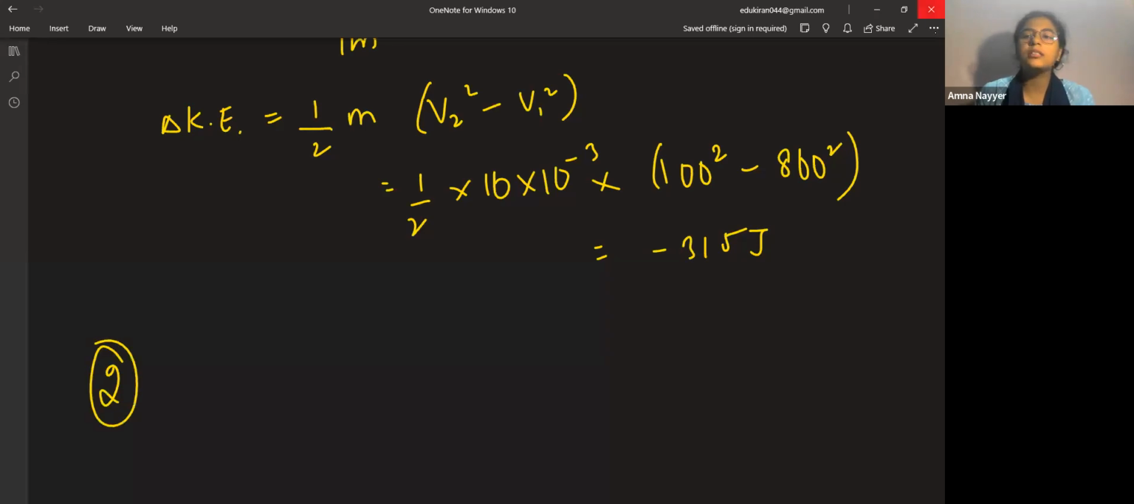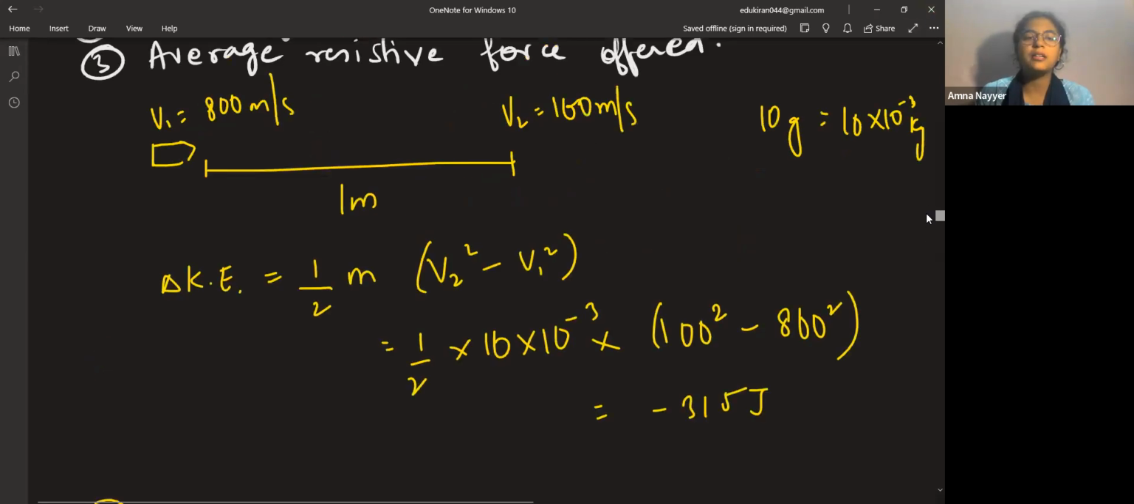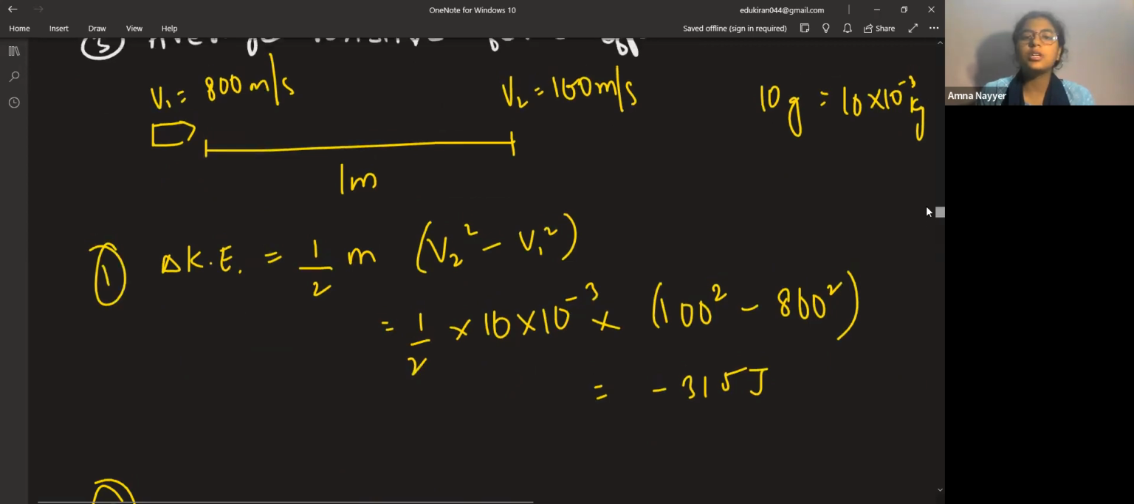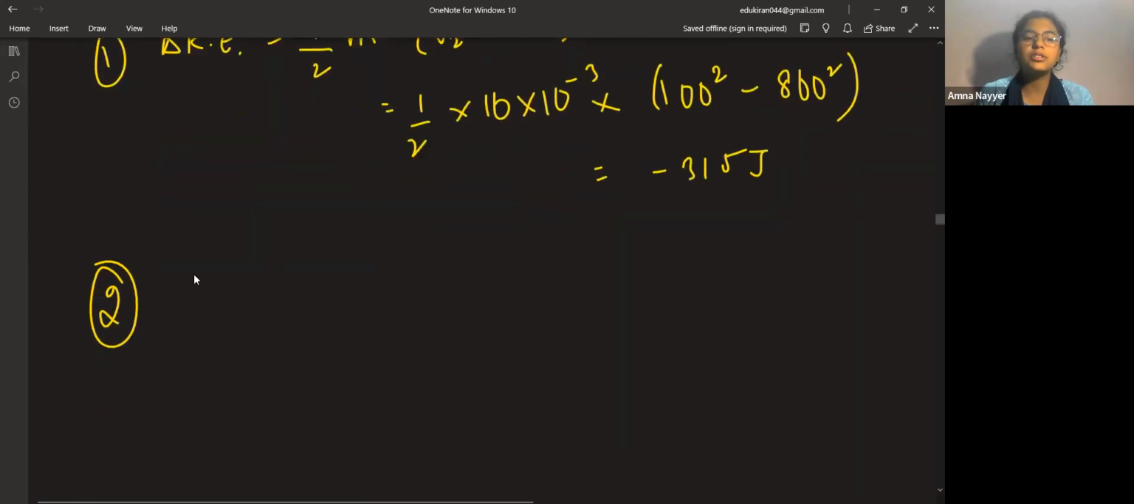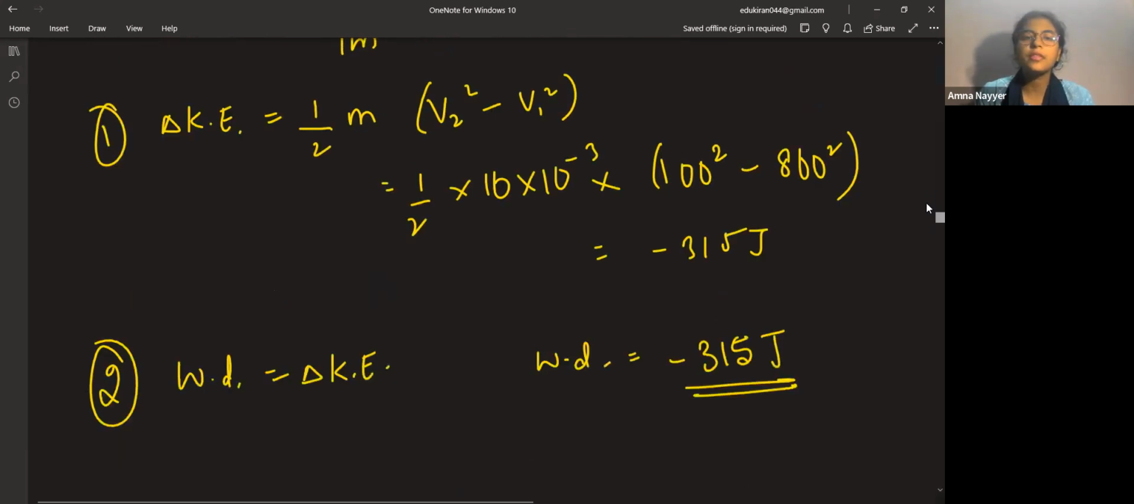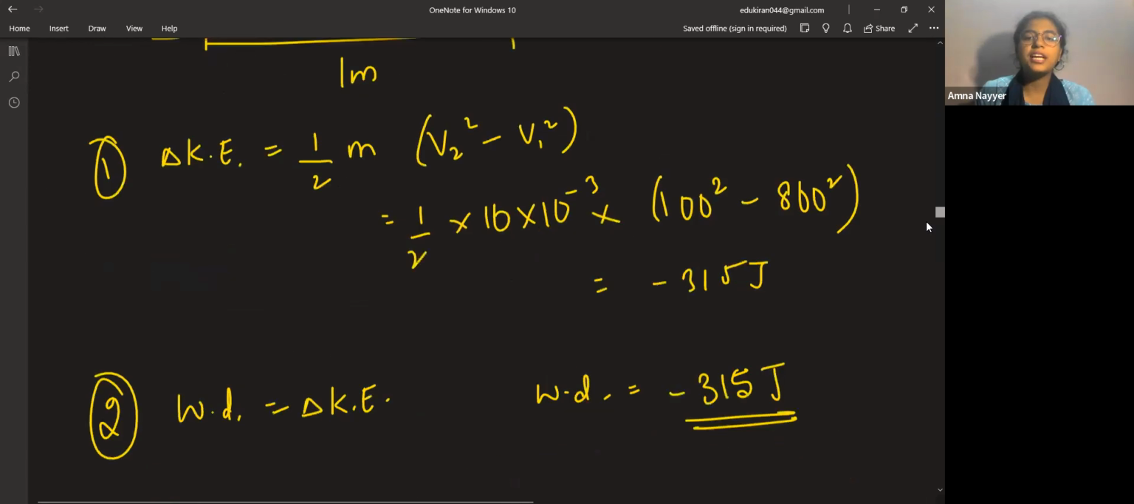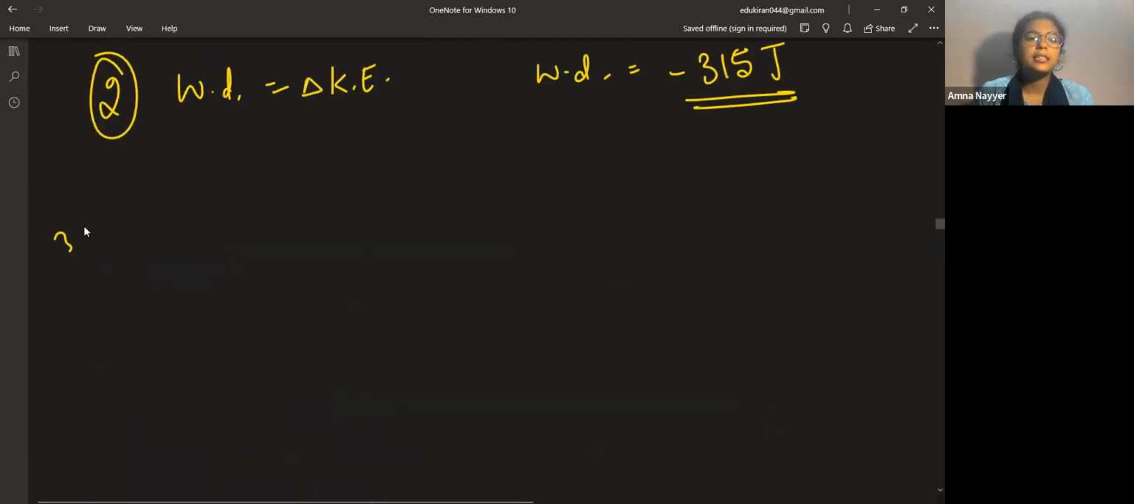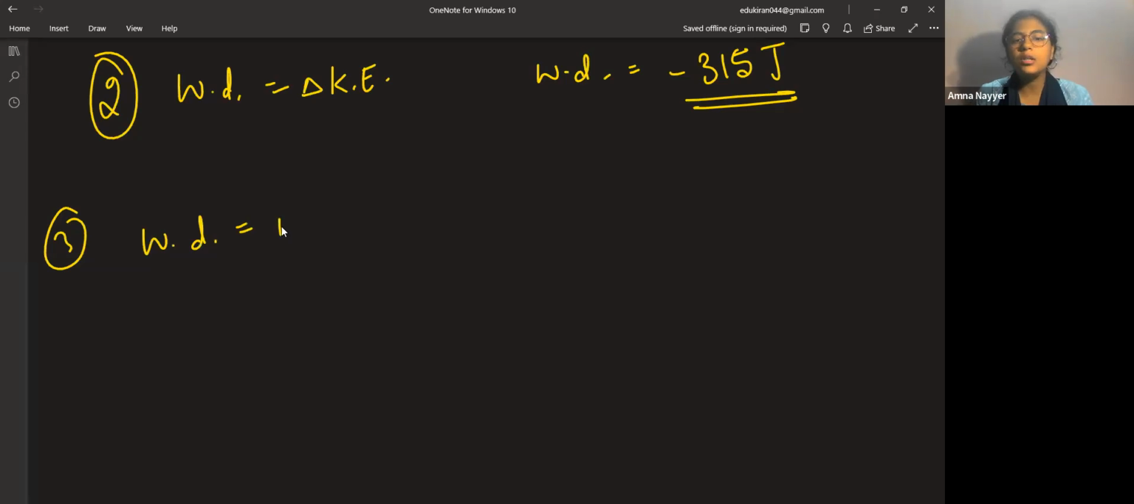Second part says, what is the work done? This was the first part, no? Change in kinetic energy. Second part says work done. So according to the work energy theorem, we know work done is equal to the change in kinetic energy. So work done is equal to minus 315 joules. Average resistive force: see, class, work done is force into displacement also. Work done we have calculated from this, that is minus 315 joules, right?